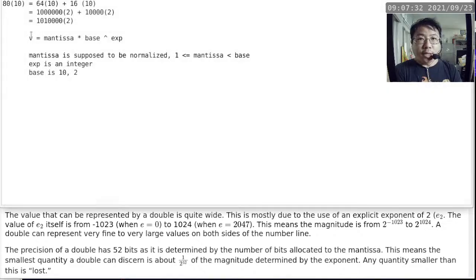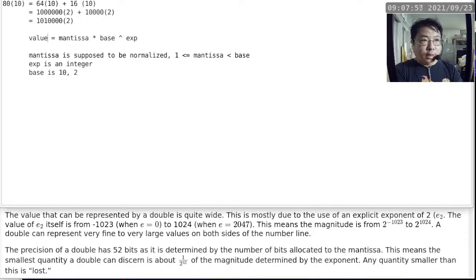V is just a value. Whatever value we want to represent, we want to use this format to represent a value. What do we call it? How about just value? V for value. Does that work? All right.